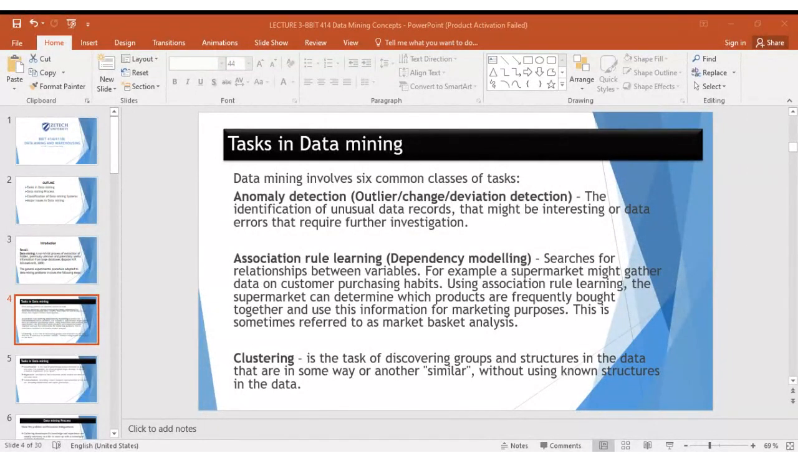Having various data types within the multiple sources where we are getting data from. And so what essentially we are saying here is that anomaly detection would be one of the tasks that we want to accomplish. This is basically identification of unusual data records that might be interesting, or data errors that require further investigation. And I remember last week I mentioned a little bit about outliers, and we usually talk about outlier analysis as one of the key concepts in data mining.